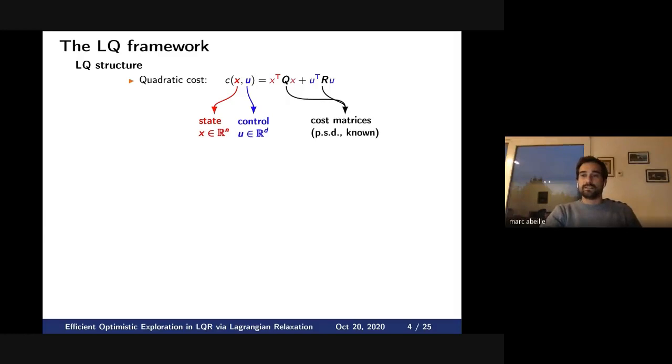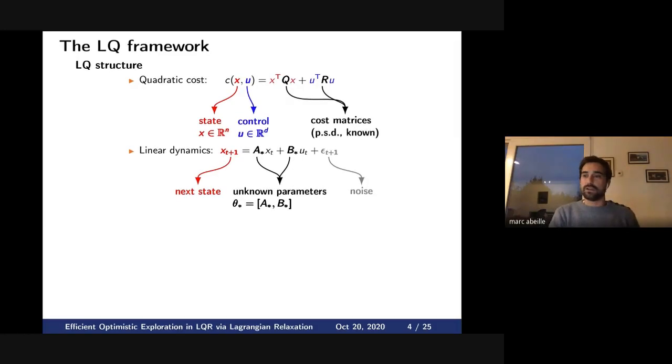But on the other hand, the dynamics is assumed to follow a linear modeling. So the next state is a noisy linear mapping of the current state and control. And this linear mapping is parameterized by two matrices A star and B star that are this time unknown to the agent. Since those are the important parameters here, I will often summarize them in a single parameter theta, and I will use the two representations indifferently when it's the most convenient.